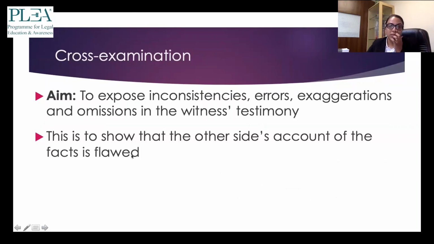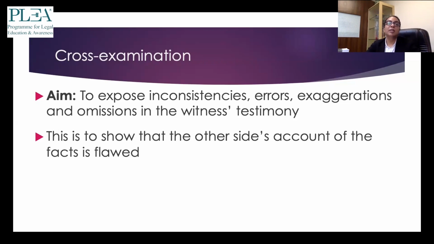Now we come to cross-examination. Now, what is the aim of cross-examination? The aim of cross-examination is to expose the inconsistencies, the errors, the exaggerations, and the omissions in the witness's testimony. What is the requirement for cross-examination? The requirement is to show that the other side's account of the facts is incorrect. So when you ask questions and you show that what the witness has said is incorrect, you are probably able to disprove his case. You're able to show that what he's saying is not correct.